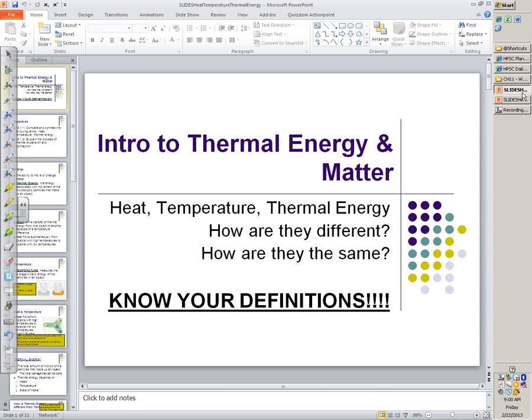State of matter, because that tells you about attractions and things like that. Temperature, and then temperature tells you about the motion. Okay? Those three things all sound kind of similar, but like it says up here on the title screen from yesterday, know your definitions. Make sure you keep them straight.